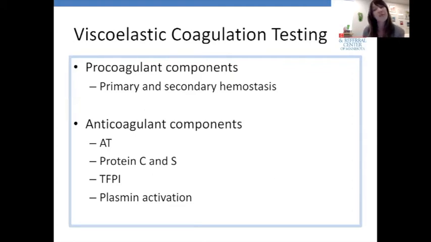So this graph will help us to understand if a patient is hypercoagulable and might be throwing clots, or if they're hypocoagulable, obviously. So the components that it helps us to understand are things like antithrombin and protein C and S, whether they may be problematic, as well as plasmin activation.